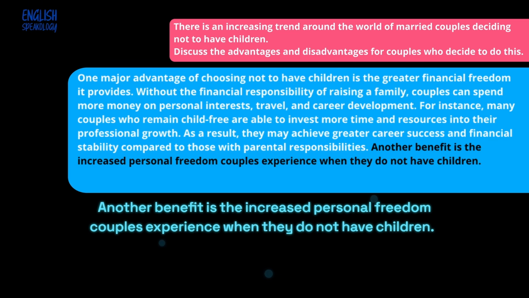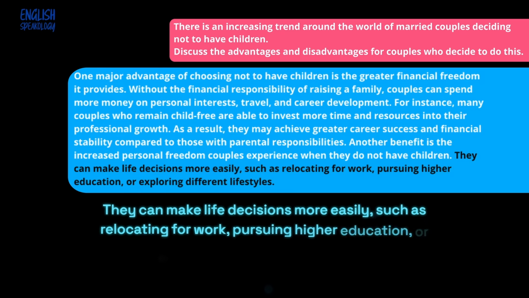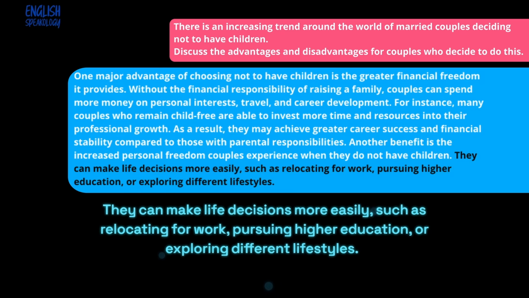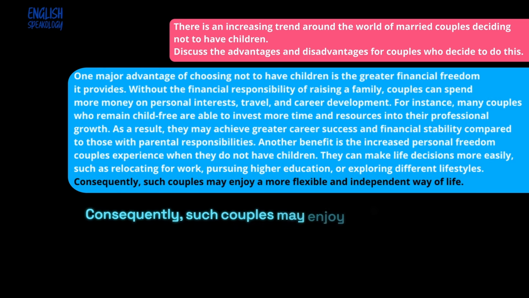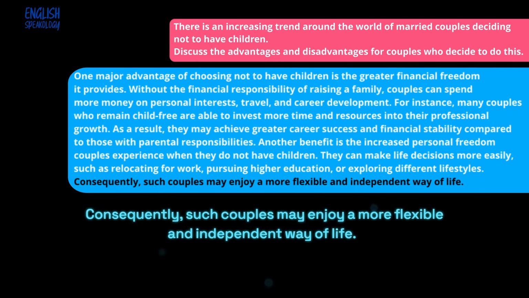Now we explain it. They can make life decisions more easily, such as relocating for work, pursuing higher education, or exploring different lifestyles. Notice how we again added examples: relocating for work, studying further, exploring lifestyles. Examples strengthen your argument. Consequently, such couples may enjoy a more flexible and independent way of life. The word consequently shows the final result. Using different linking words like as a result, consequently, therefore, improves the flow of your essay.